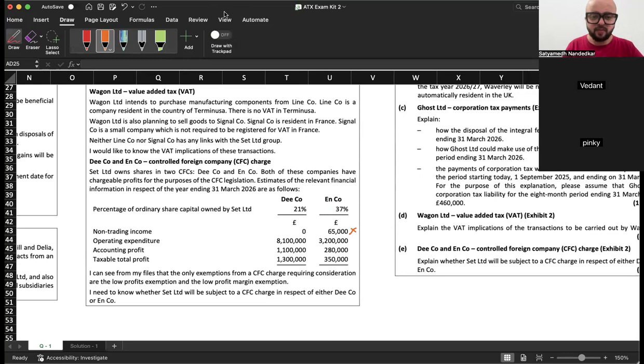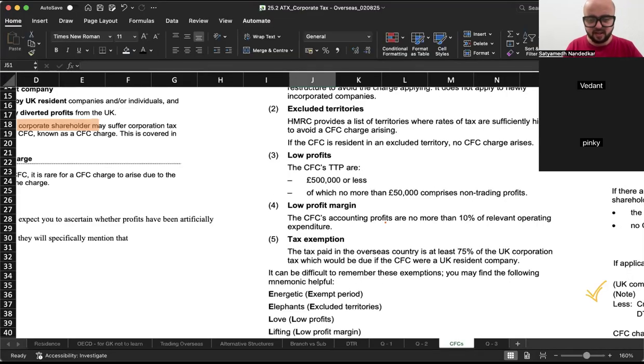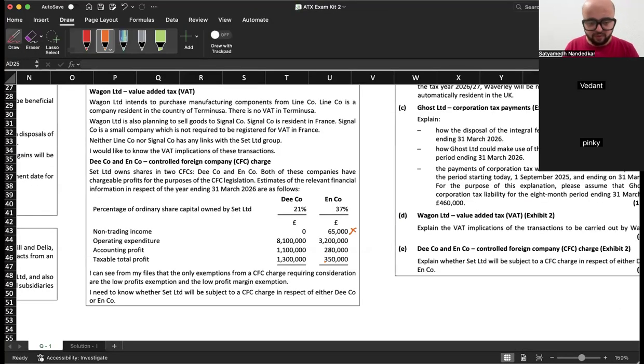लो प्रॉफिट एग्जेम्पशन में क्या है? लो प्रॉफिट एग्जेम्पशन स्पेसिफिकली सेज दैट टीटीपी इज 5 लाख और लेस, ऑफ विच नो मोर देन 50,000 इज नॉन ट्रेडिंग प्रॉफिट. दोनों कंडीशन होना चाहिए फुलफिल. यहाँ पे भले ही योर प्रॉफिट इज लेस देन 5 लाख, बट योर नॉन ट्रेडिंग इनकम इज 65,000 विच इज मोर देन 50,000, तो इट विल नॉट अप्लाई.